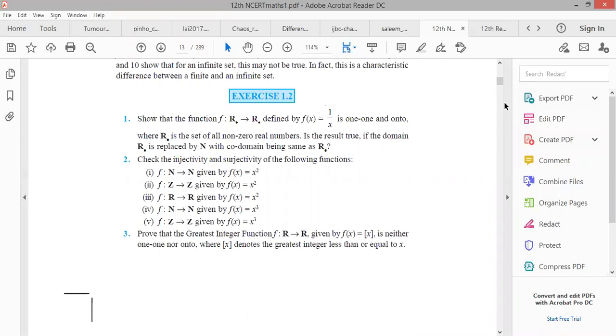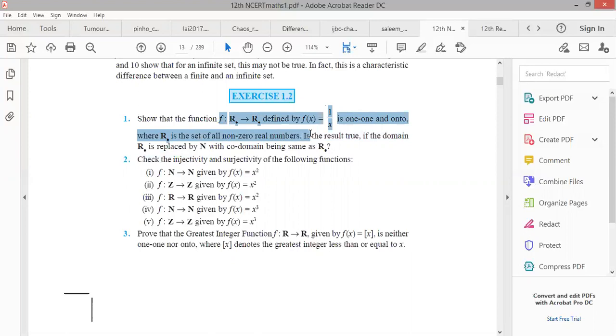Welcome to Mathematics Online. In this lecture, we will be discussing some exercises based on functions, and in particular, the types of functions. So the first question here in exercise number 1.2 is: show that the function f from R star to R star defined by f of x is equal to 1 by x is 1-1 and onto, where R star is the set of all non-zero real numbers.